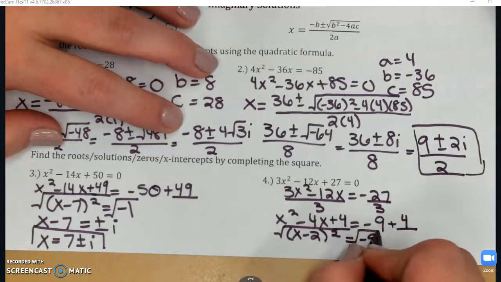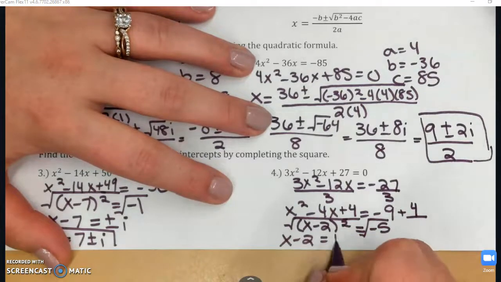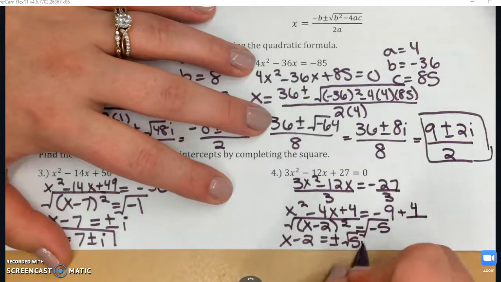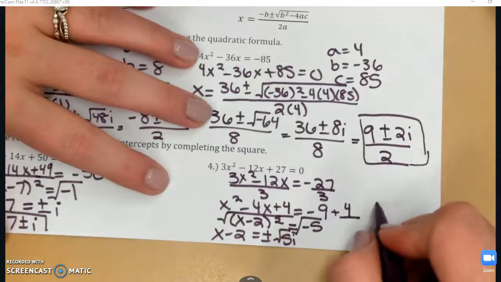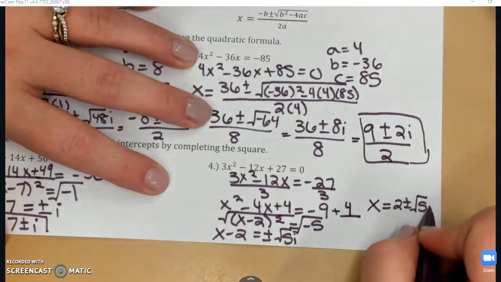Square root both sides. I want this in terms of i, so x minus 2 is going to be plus or minus the square root of 5i. Move the 2 over, and my final answer is 2 plus or minus the square root of 5i.